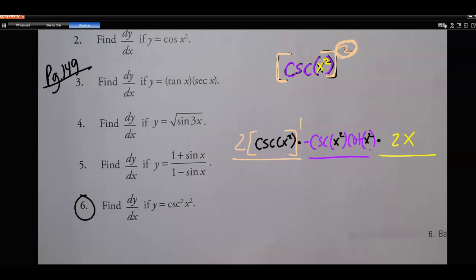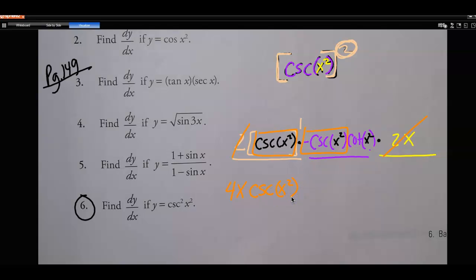So there's our answer. Now we could kind of simplify this a little bit. So how can we simplify this? Well, first of all, this 2 and this 2, I can multiply those together and make it 4. Also the x, I would want to put that in the front with the 4. So it's going to look like this, 4x in the very front. So that takes care of these. Now we also have a cosecant x squared here and a negative cosecant x squared here. So if I put those together, I'm going to have a cosecant of x squared being squared.